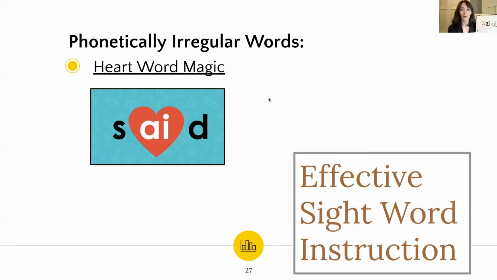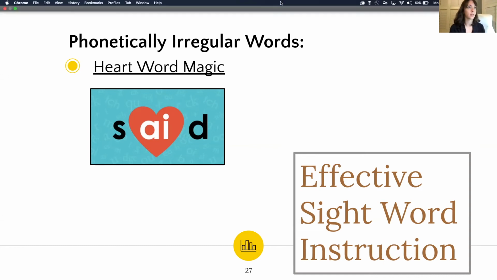So when I saw Heart Word Magic, I was like, of course, teach them the phonetic parts of the word. And then the part that's not phonetic, have it stand out. And what Heart Word Magic does is essentially does that with a heart. So let's watch this video about Heart Word Magic. And just make sure that I'm sharing my sound here.